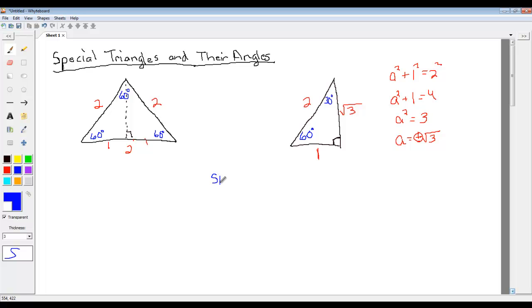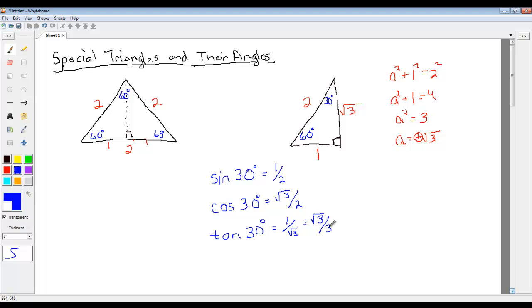Sine of 30 degrees, opposite over hypotenuse, is going to give you 1 over 2. Cosine of 30 degrees, adjacent over hypotenuse, is going to give you square root of 3 over 2. Tangent of 30 degrees, opposite over adjacent, is going to give you 1 over the square root of 3. And once you rationalize the denominator, you'll end up with square root of 3 over 3.